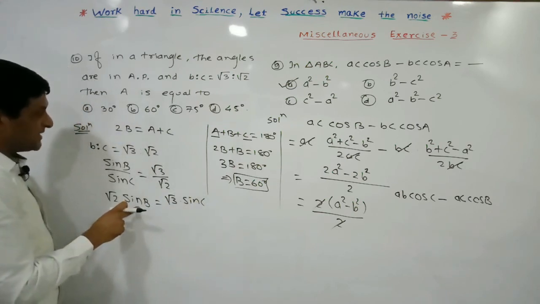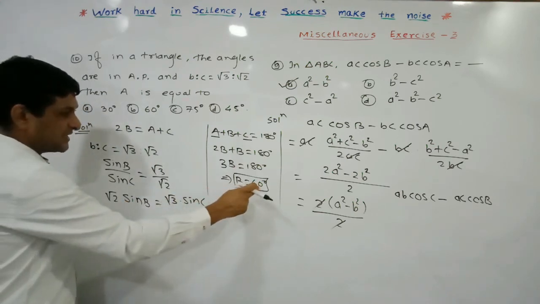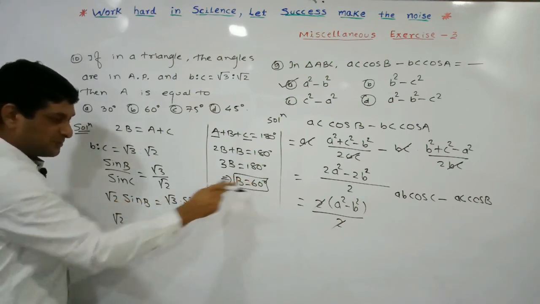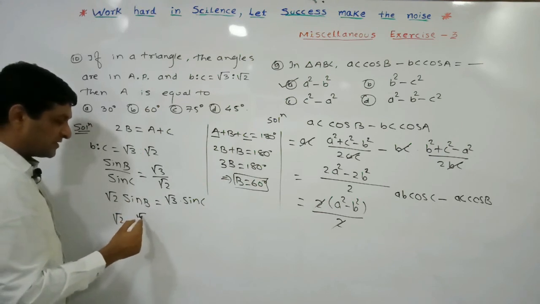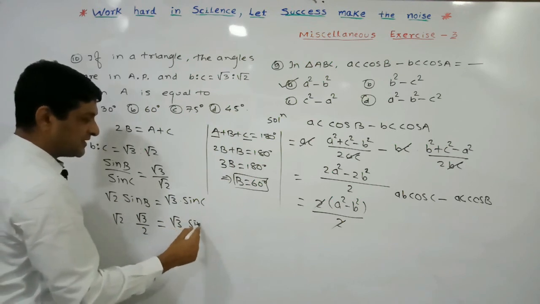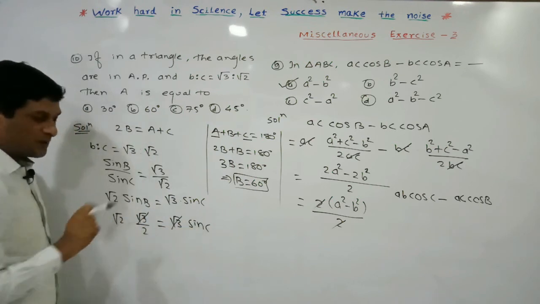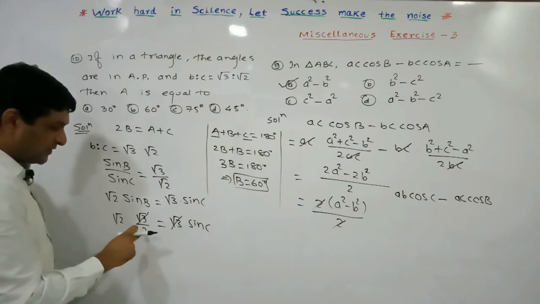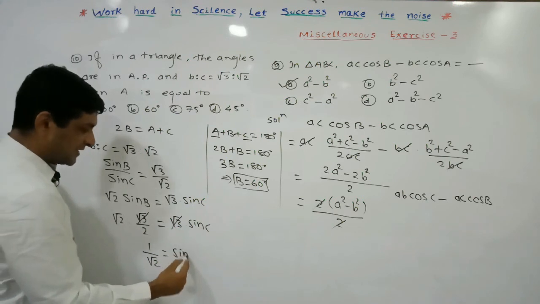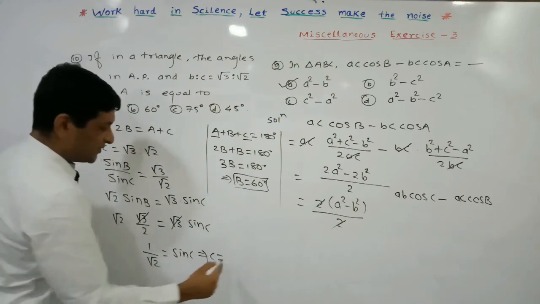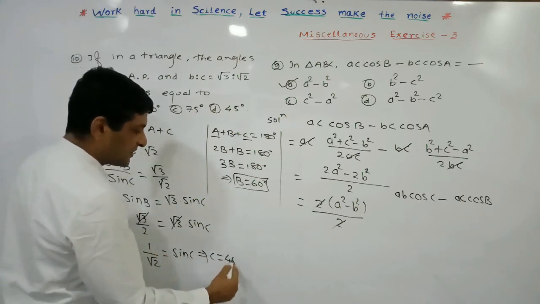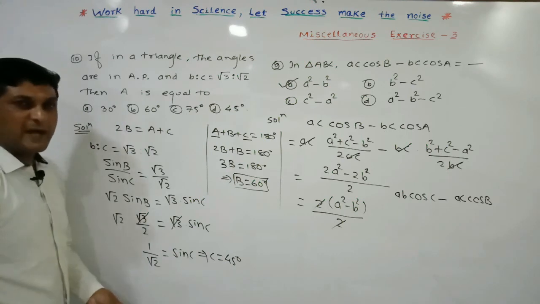So here I am replacing B by its value. What is the value of B here? 60 degrees. So root 2, keep it as it is. What is the value of sine 60? If I am substituting B equal to 60, sine 60 is equal to root 3 by 2, which is equal to root 3 into sine C, keep it as it is. Here root 3 on both sides will get cancelled, and root 2 upon 2 will be equal to 1 by root 2, which is equal to sine C, which implies that C is equal to, if the value of sine C is 1 by root 2, means definitely angle C is equal to how much? 45 degrees.